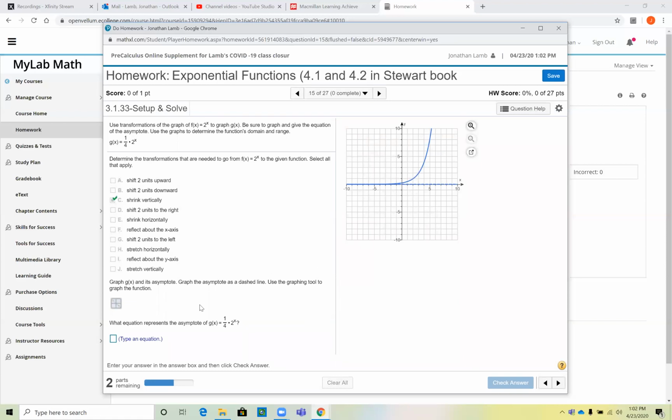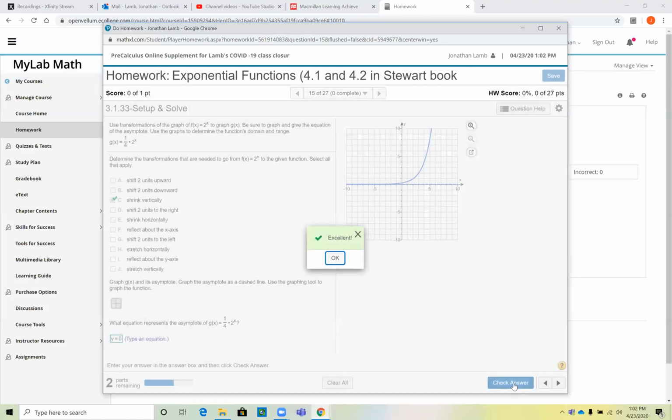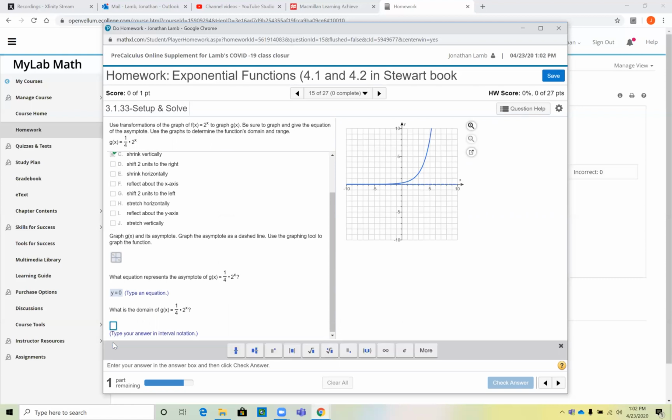I go on to the next part here. It says, what equation represents the asymptote? Well, the asymptote of every exponential function that's not been vertically shifted is just going to be the x-axis, which is y equals 0. So I type in y equals 0 there. I check that. Correct. We go on to the next part. What is the domain? The domain of every single exponential function in existence is x from negative infinity to infinity. So I'll say parentheses, negative, and I need to use their infinity sign here, then comma, infinity, and then close off those parentheses. Should be fine.